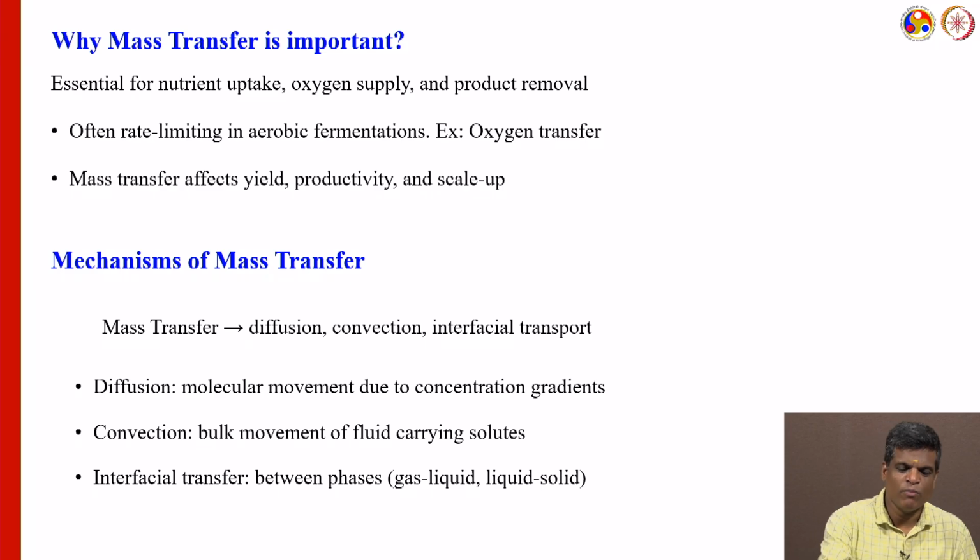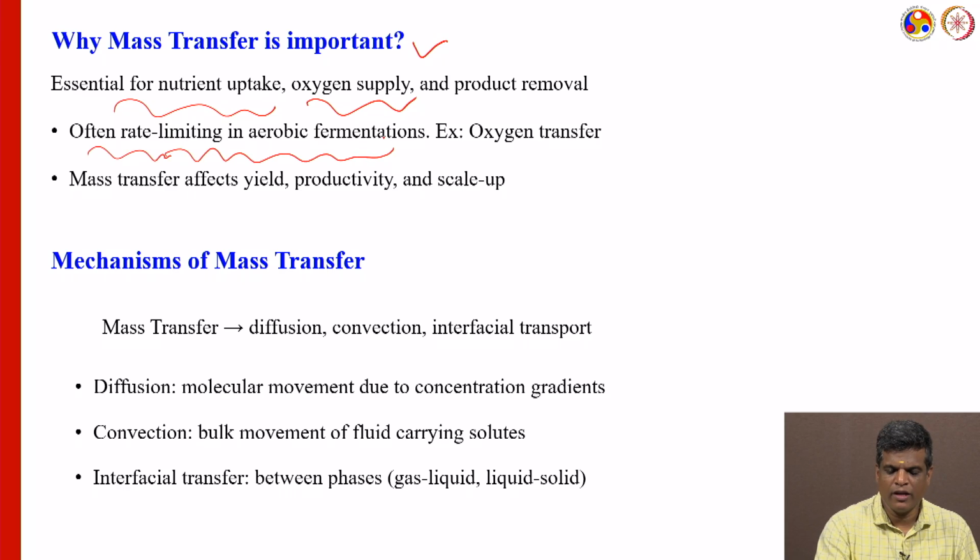Why is mass transfer very important? Already we discussed the different types of transfer: mass transfer, heat transfer, and momentum transfer. Why is mass transfer very important? Because it is essential for nutrient uptake, oxygen supply, and also for removing the product. All of this works with respect to mass transfer only. Then there is rate limiting in aerobic fermentation, for example, oxygen transfer. Mass transfer also affects yield, productivity, and scale up.